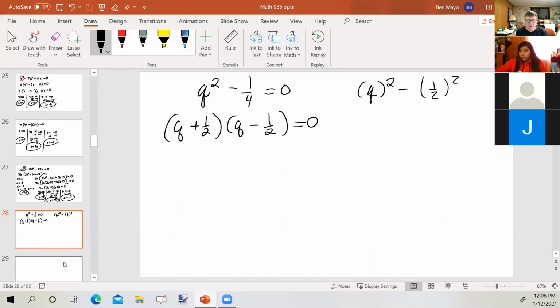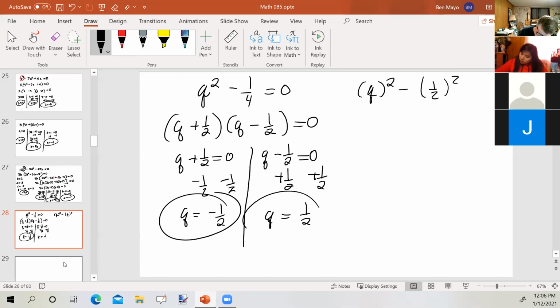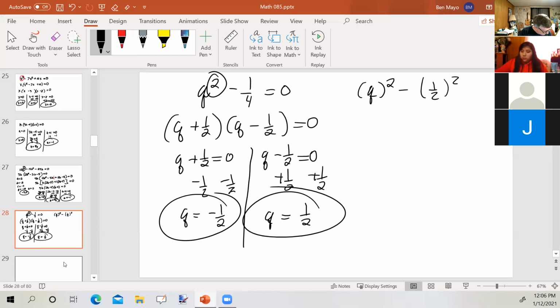So we'll take each factor that contains a variable, set it equal to 0. So q plus 1/2 equals 0. Q minus 1/2 equals 0. Q plus 1/2 equals 0. We'll subtract a half from both sides and we get q equals negative 1/2. Q minus a half equals 0. We'll add 1/2 to both sides and we get q equals positive 1/2. So two solutions to a second degree equation.